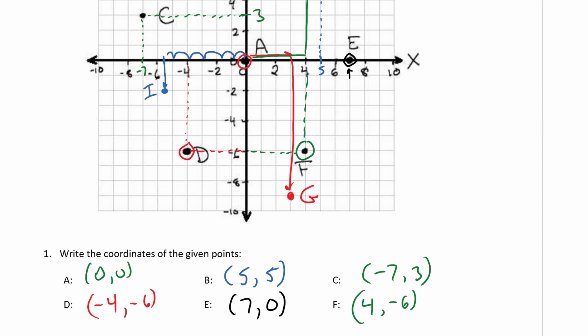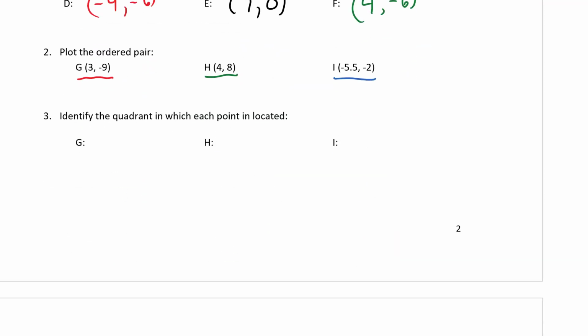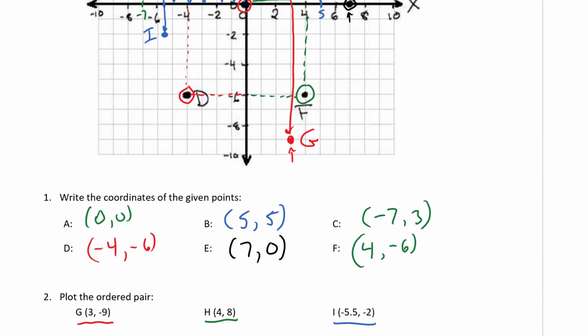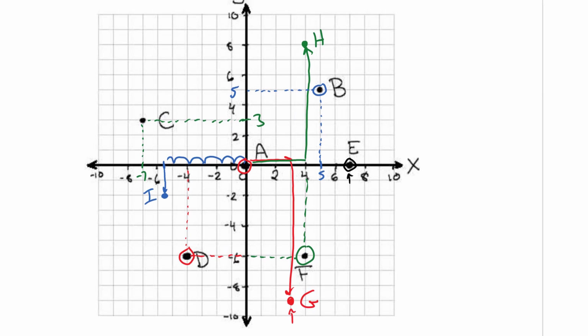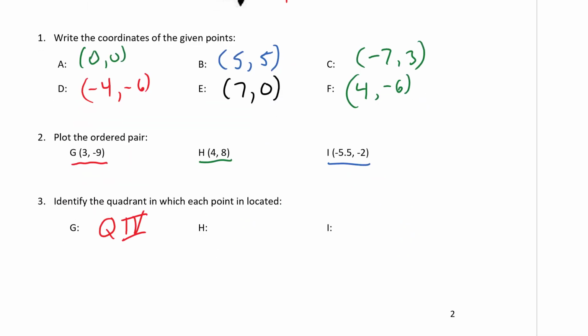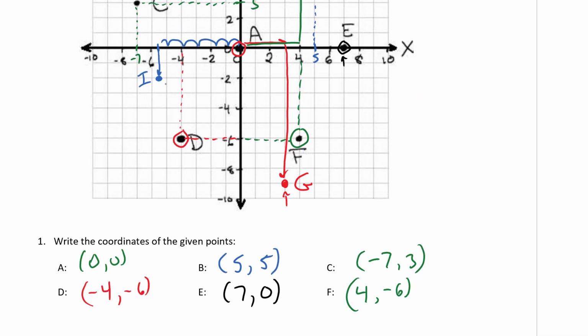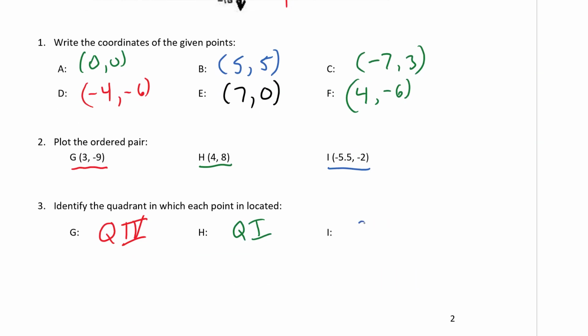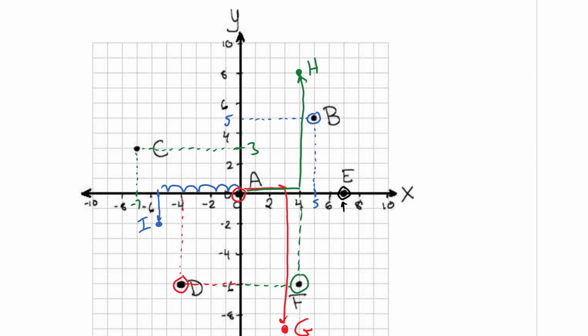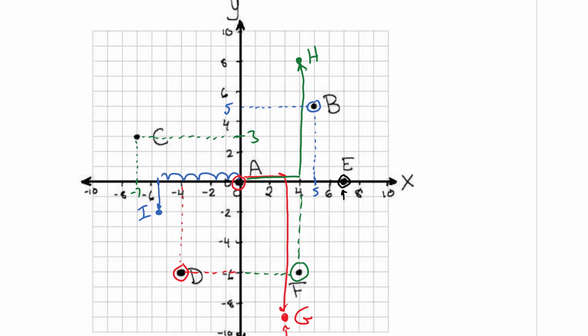Let's identify the quadrant for each one. G is located in Q4. H is up here. It's located in Q1. Lastly, I over here. This is located in Q3. I'm hoping this is a review for most of you.